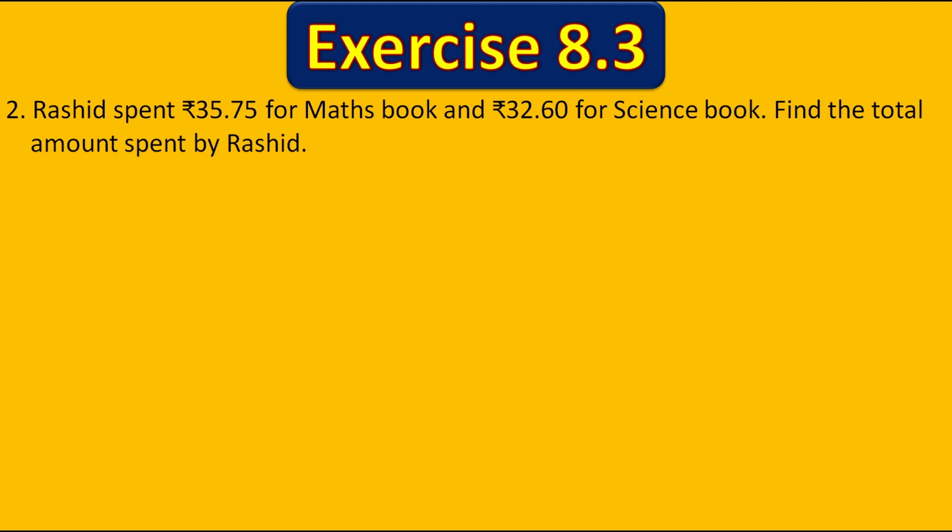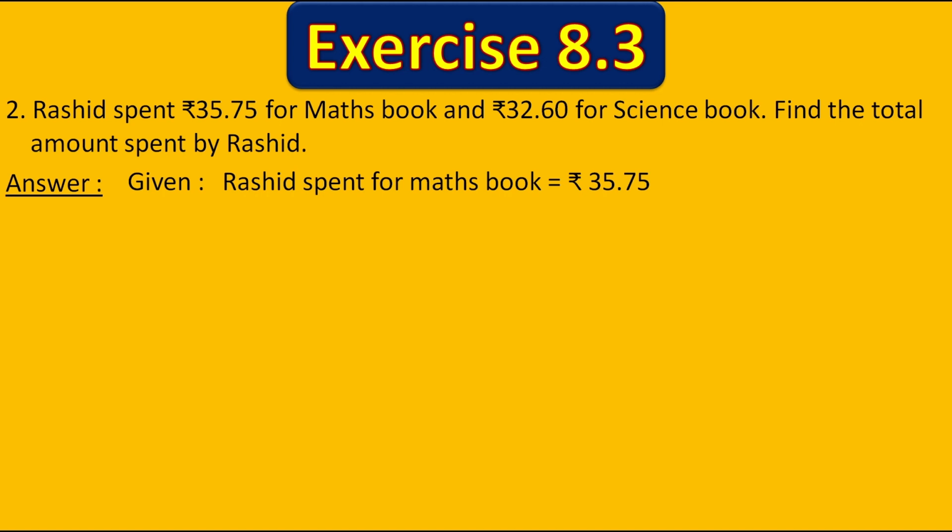Okay. Next we have the question that we will solve. Rashid spent 35.75 rupees for maths book and rupees 32.60 for science book. Find the total amount spent by Rashid. Okay, so first we will write the given thing. So given here is Rashid spent for maths book is rupees 35.75 and for science book he spent rupees 32.60. Okay, so let's add them.